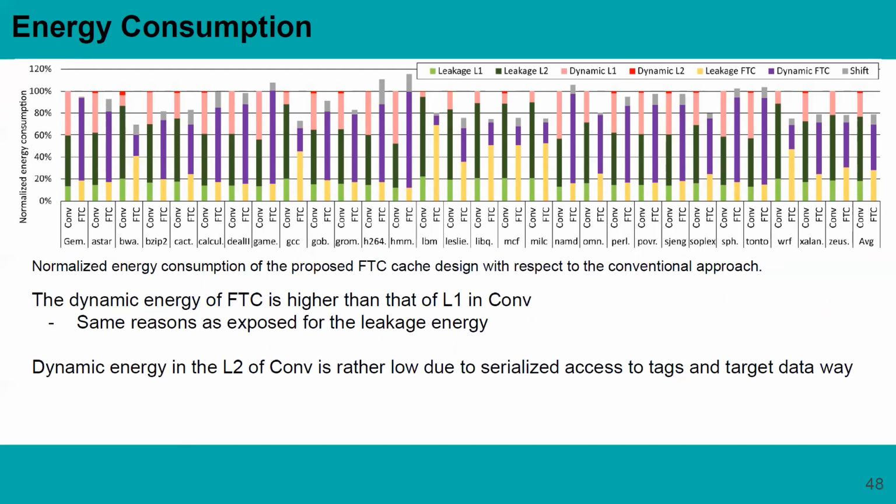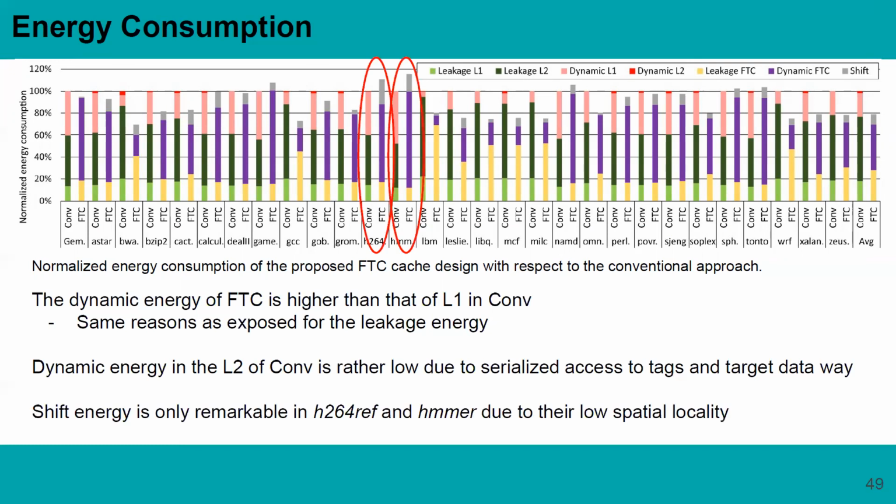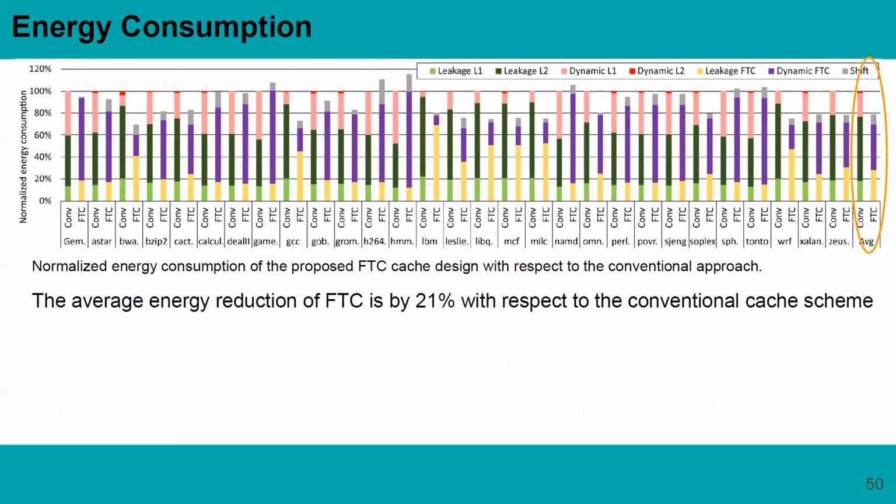Notice too that the dynamic energy in the L2 of the conventional hierarchy is rather low due to the serialized access to the tags and the target data way. The shift energy is only remarkable in a few applications where the overall energy consumption is slightly higher for FTC. The reason is that these applications account for a high number of shifts as a consequence of a low spatial locality. Overall, the average energy reduction of FTC is 21% over the conventional design.